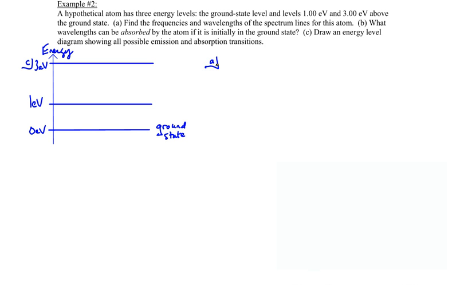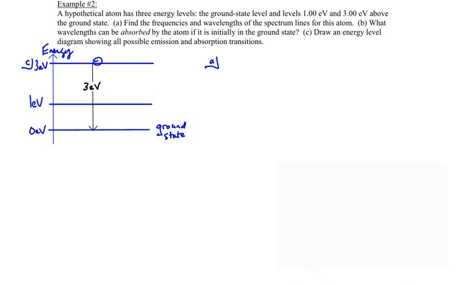Let's go now into part A. We're looking for the frequencies and wavelengths of the spectral lines for this atom. So imagine that it can make transitions. Here's an electron at this excited state, and we want to know what are the different types of emissions it could have. This electron could make a transition from the 3 electron volt level all the way down to 0 electron volts. That would be one transition, and in this case, the energy loss would be 3 electron volts.